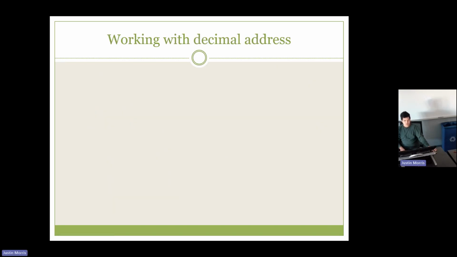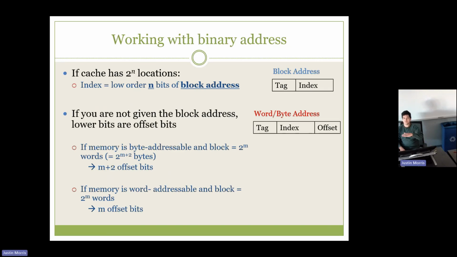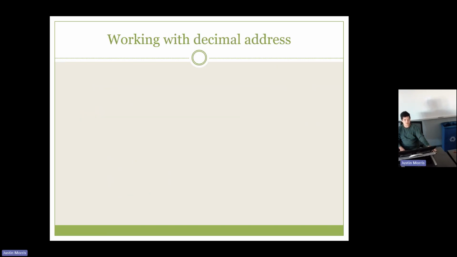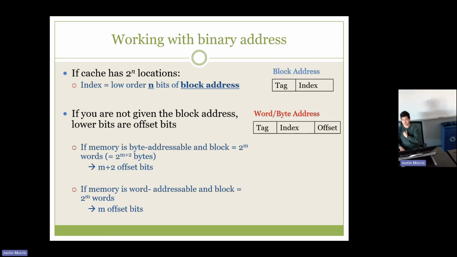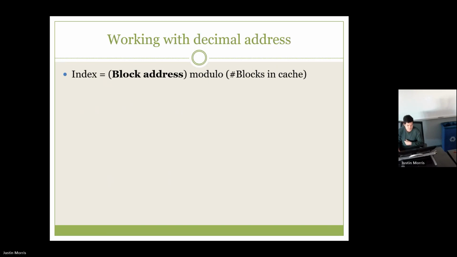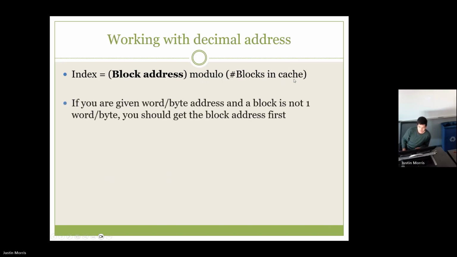All right. So say you're given decimal addresses. You can convert the decimal addresses to their binary form, right? And then you can do it exactly this way. And then you would only have to remember this one way to do it, right? But you can also work with the decimal addresses directly. So this is convenient for us because we're used to working with decimals. But in terms of hardware, it will always work with binary directly. Right? So for decimal addresses, if you have the block address in decimal, the index is simply take that block address, take the modulus, put the number of blocks in the cache. If you are given a word or byte address and a block is not one word or byte, you should convert it to a block address first.